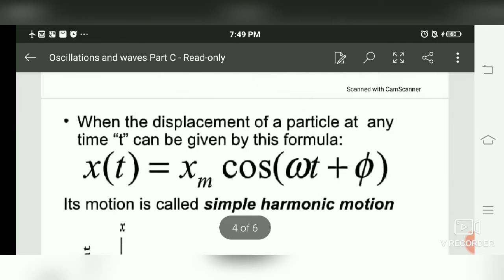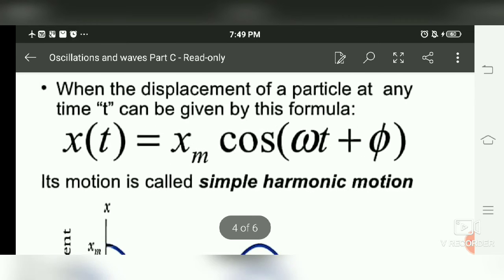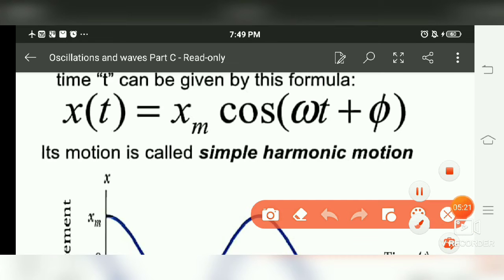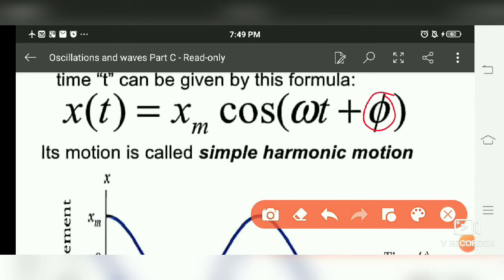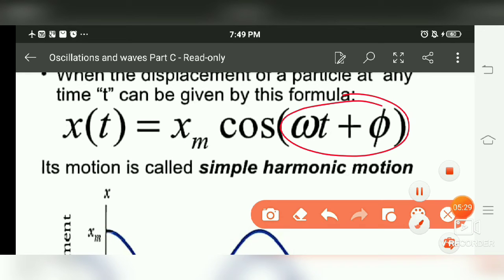There are a few characteristics of the simple harmonic motion. As the particle is executing simple harmonic motion along the y-axis or say x-axis, then displacement is given by x equals x cos(omega t plus phi). This is the complete phase. This is the initial phase, epoch, it is called.